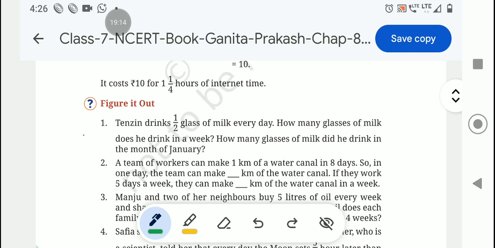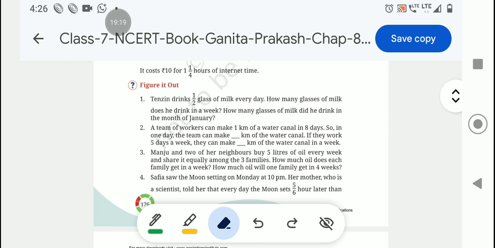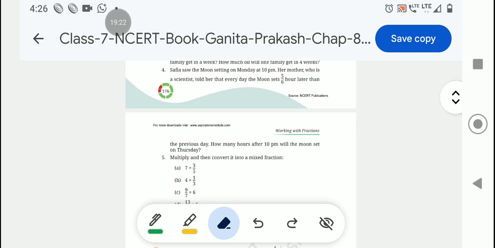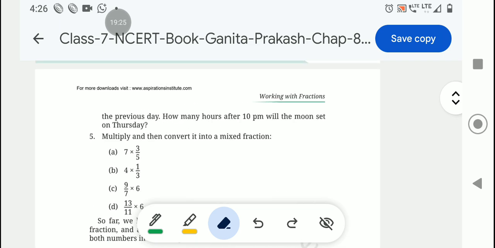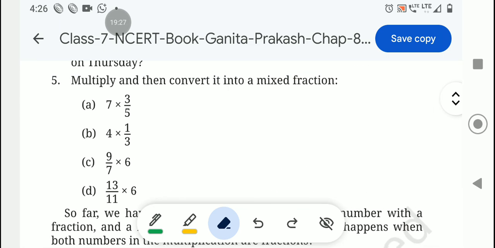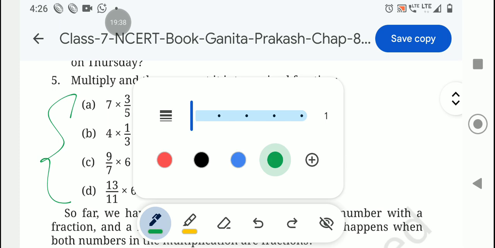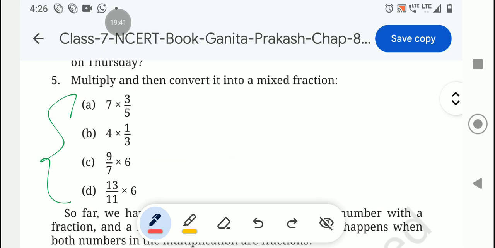Next, figure it out. These I'll give you in the next video of notes part. Okay, textbook solving part. Now we'll go for next. This one I'll do here itself, as it's easy. First we have to multiply these, and then convert this into a mixed fraction. So let's go one by one. I'll take the red marker. So here I'll draw one line. Okay, A. First only answers I'll write. I'll not write the procedure, but I'll show the procedure.